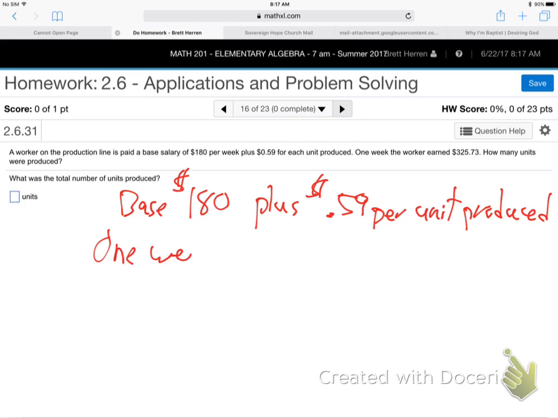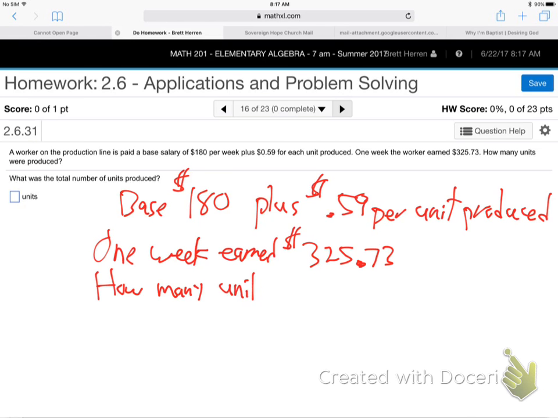In 1 week, the worker earned $325.73. How many units produced? So the base is 180 plus 59 cents per unit. I bet you could all do this problem without any x's, or it'd be easier without any x's, I think. How would we solve this without using any x's? Subtract 180 from 325. Yeah, does that make sense? Or are you just catching up with the problem still?